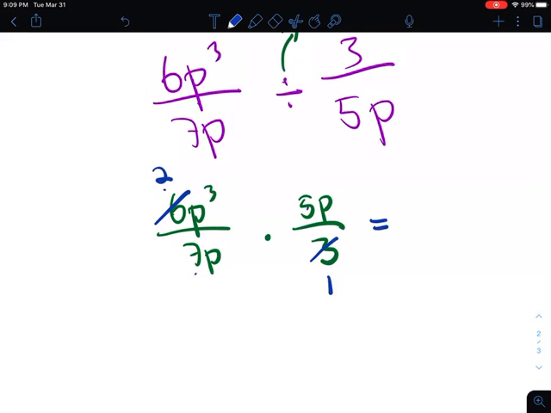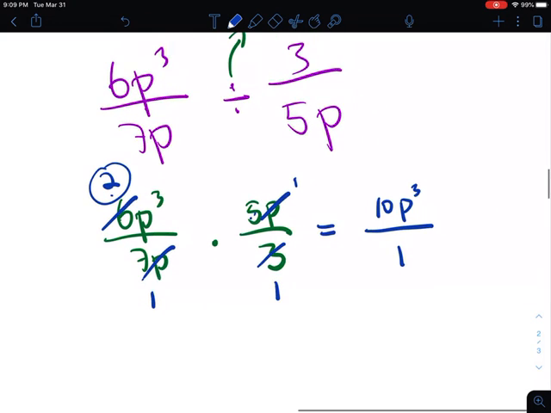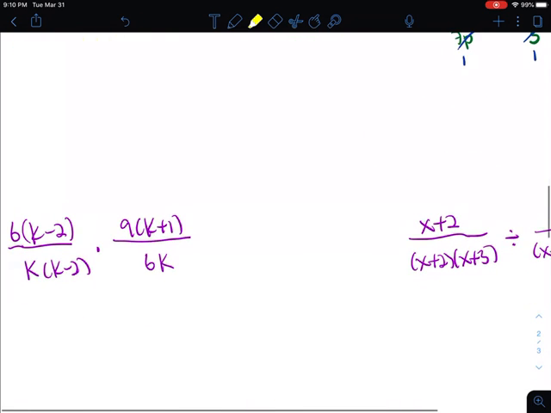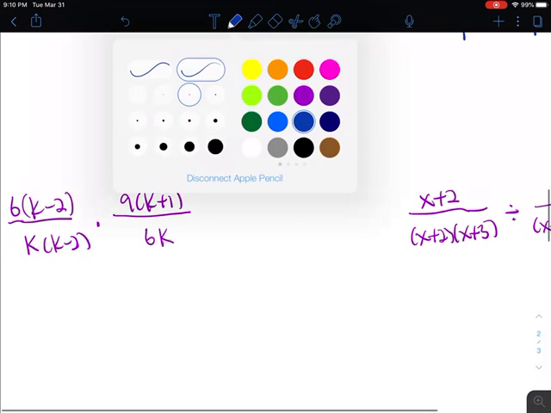But of course, I still have the variables, the p's. Now I can take off this p and this p. I can divide those by p. I get 1 and 1. And I think I am done. So on top, I have a 2 and a 5. So that's 10p cubed. And then on the bottom, I just have 1. So 10p cubed over 1, or just 10p cubed. And that's it.